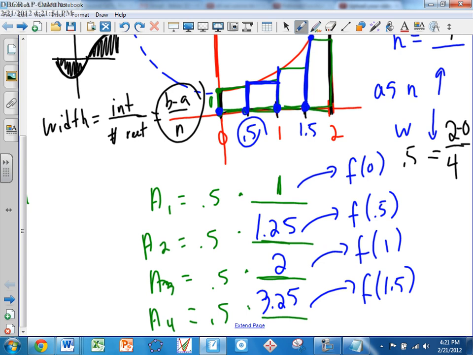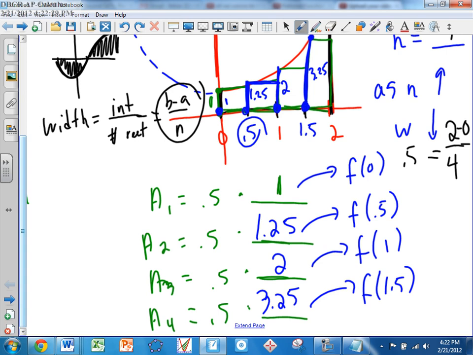Okay? Again, so my widths are consistent, aren't they? But my heights are what change based on what rectangle I'm looking at. So this height was a height of 1 on the left side. This height was a height of 1.25. This was a height of 2, and this was a height of 3.25. Again, I'm always looking at the height on the left side. So whenever I plug in a number into my function to find the height, it's always the left side. This left side is 0. That goes there. This left side is 0.5. This left side is 1. This left side is 1.5.